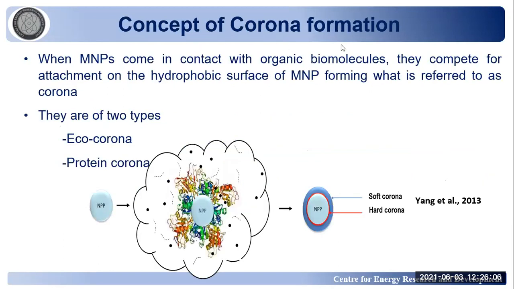Now, the concept of corona formation: when microplastic or nanoplastic enter into an organic macromolecule, the macromolecule contests for the hydrophobic sites on the surface of the particle, thereby forming what you call a corona. And we have 2 types, the ecocorona and the protein corona. The ecocorona are the macromolecules picked up from the environment, while the protein corona are the ones picked up from the physiological fluid of the animal, whether the blood, the serum, or any other physiological fluid.